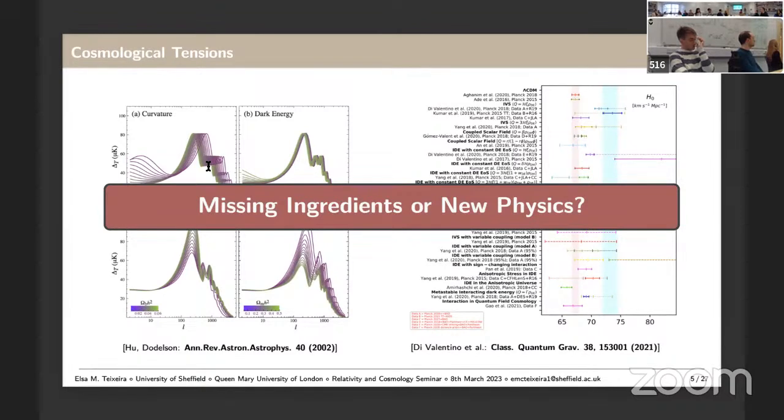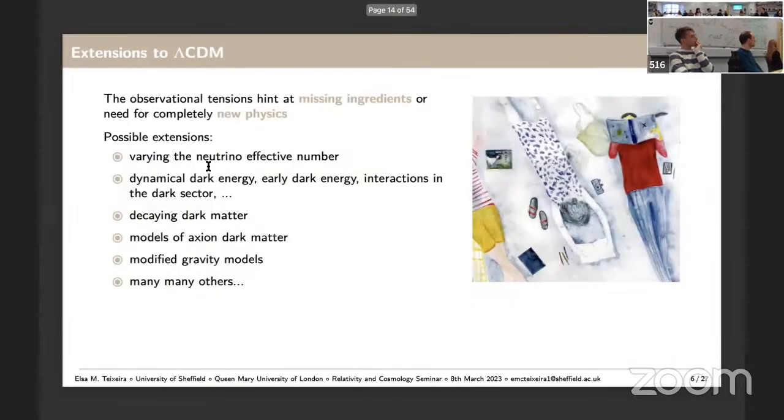So my claim here is that this could be due to missing ingredients or new physics. And so what we do is we formulate toy models, which in my opinion, don't have to be true models. So this could be just models that would give us an idea of where we should be looking at. So which sector of the composition of the universe, which part of the history, which kind of components. So there are many extensions, and this especially lately has been studied very extensively in the literature. So typical extensions that we can make will be varying the effective number of neutrinos, having dynamical dark energy, early dark energy, axion dark matter, modified gravity. So the possibilities are literally endless.